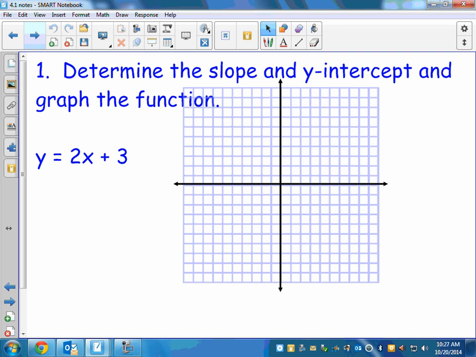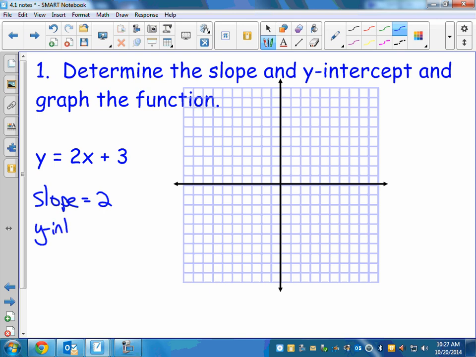2 is the... And the y-intercept is 3. Oh, I was looking for 4. And that's how we graph. If it's in y equals mx plus b, we know that we graph the y-intercept first. So I go up to 3 on the y-axis, and my slope is rise over run, up 2 over 1, up 2 over 1.